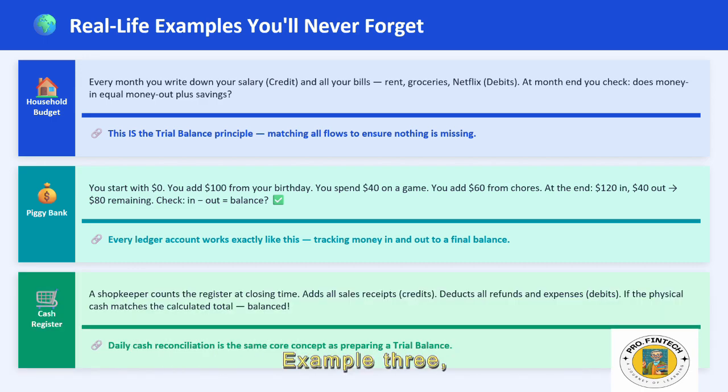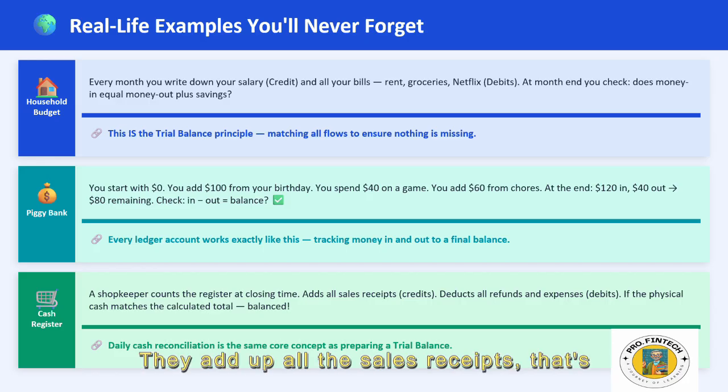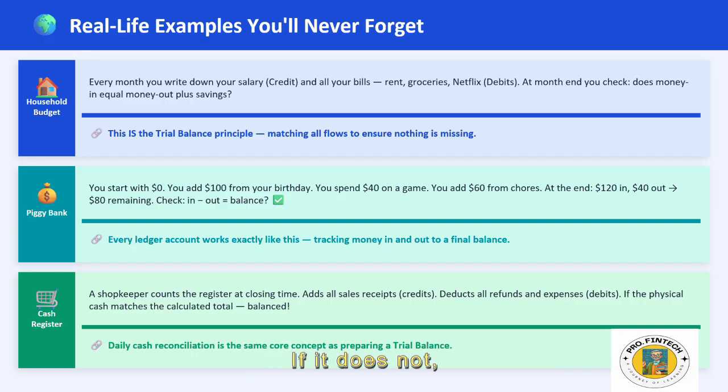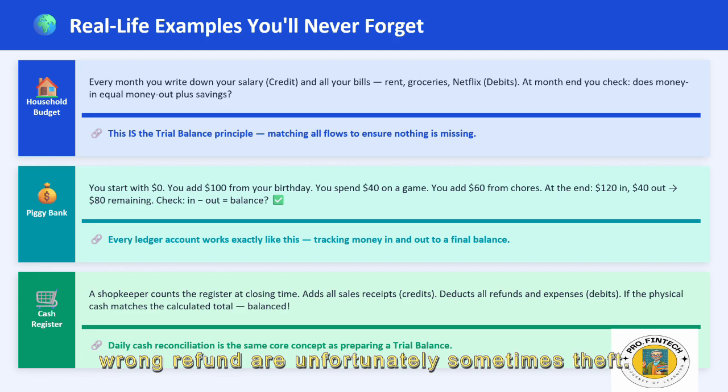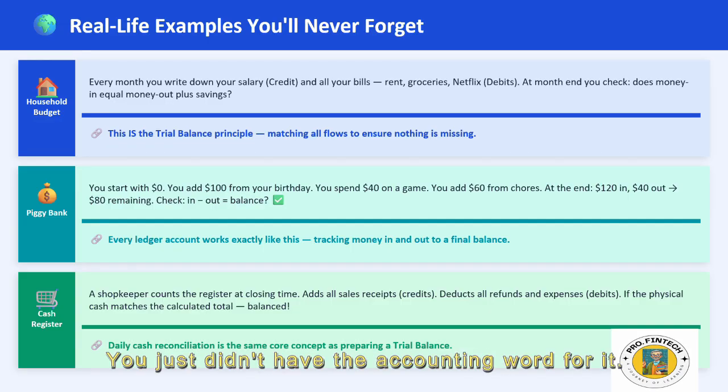Example 3, the cash register. At the end of a day's trading, a good shopkeeper counts the physical cash in the register. They add up all the sales receipts, that's income, the credit side. They deduct any refunds or float withdrawals, that's the debit side. If the physical cash matches the calculated balance, the register is balanced. If not, there is a problem. A missed sale, a wrong refund, or unfortunately sometimes theft. A trial balance is the same balancing act applied to the entire business. So whether it's your bank statement, your piggy bank, or a cafe cash register, you have been doing trial balance thinking your whole life. You just didn't have the accounting word for it.